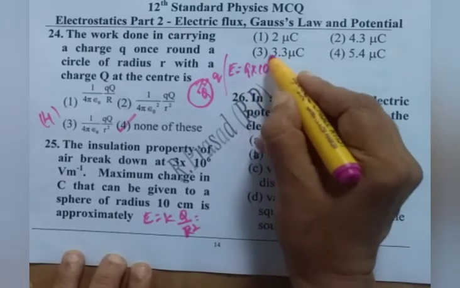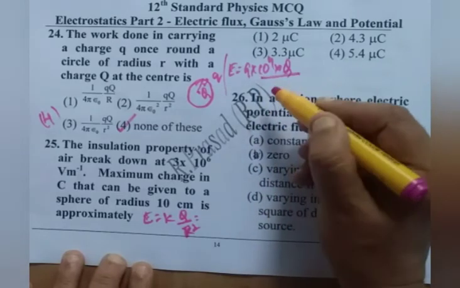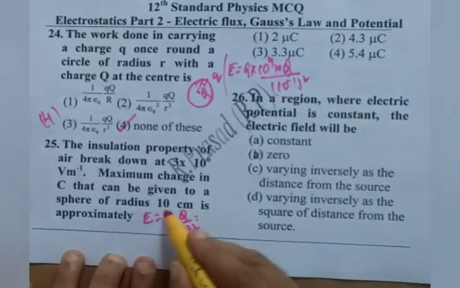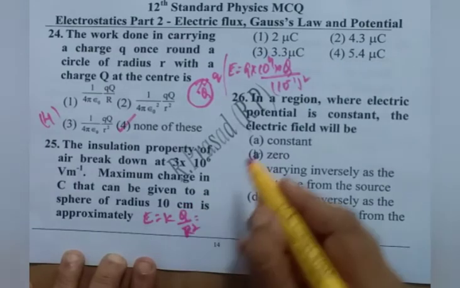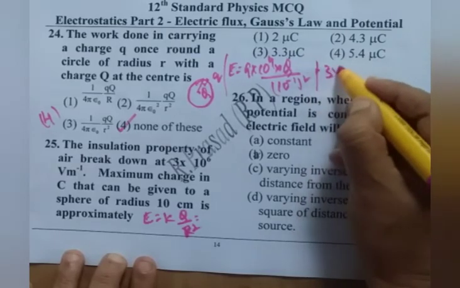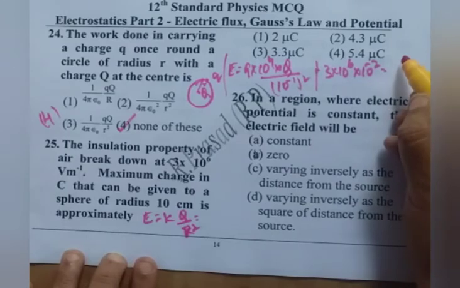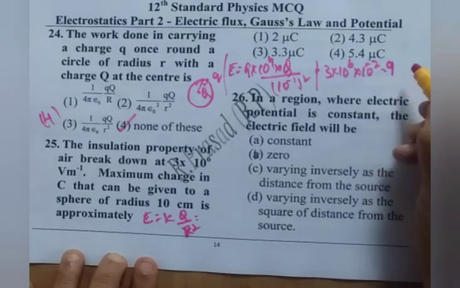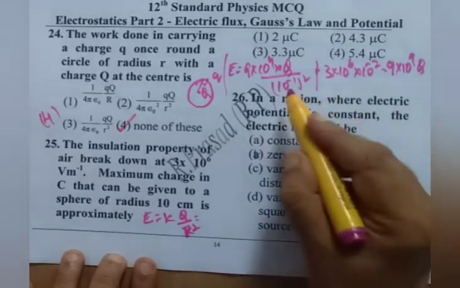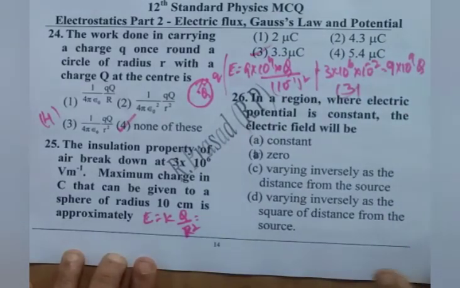9 into 10 raised to 9 Q, which we don't know and is to be calculated, by R square, 10 raised to minus 1 whole square, because 10 centimeter in meters is 10 raised to minus 1, whole square, which equals 3 into 10 raised to 6 into 10 raised to minus 2 after cross multiplication. We have 9, 10 raised to 9 into Q. After calculating all these things, we will get option 3 as right, 3.3 microcoulomb.